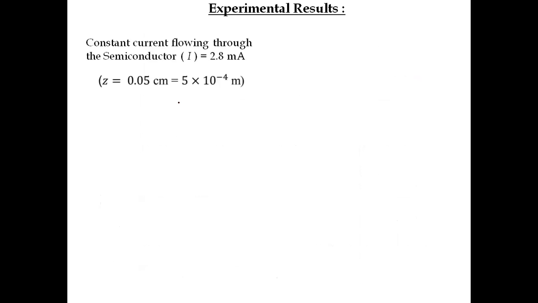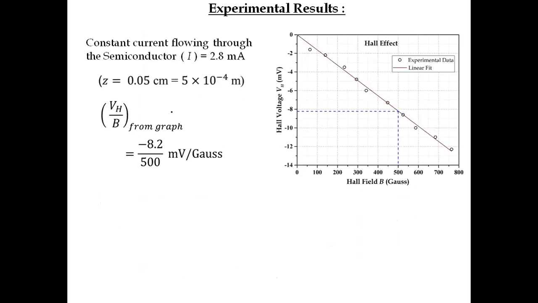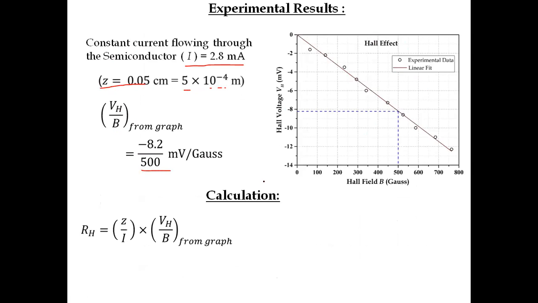For the rest of the calculation, what we require: this Z value is supplied, 0.05 centimeter, that means 5 into 10 to the minus 4 meter. We have fixed the current through the semiconductor as 2.8 milliampere, say. And from our graph, we have estimated VH by B in millivolt per Gauss. Then for our estimation of RH, we require Z by I into VH by B. Z is given, I we have fixed to 2.8 milliampere. We have already estimated VH by B from the graph.